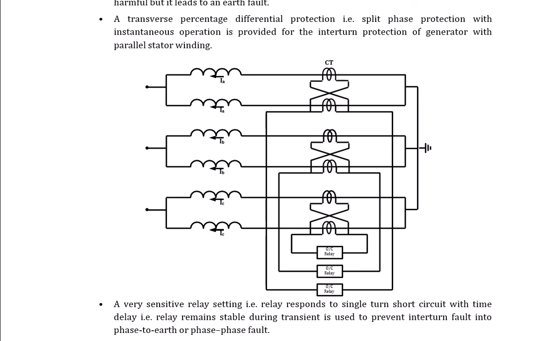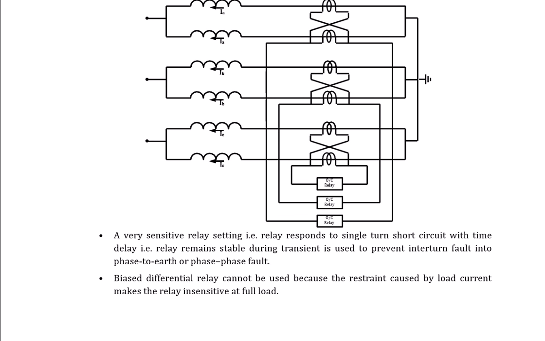Okay, a very sensitive relay setting, or a relay that responds to a single turn short circuit with time delay. The relay remains stable during the transient and is used to prevent the interturn fault from turning into a phase to earth and phase to phase fault. Okay. So a biased differential relay cannot be used because the restraint caused by load current makes the relay insensitive at full load. Okay, so this is the problem.